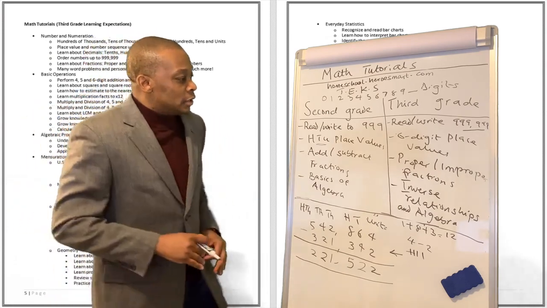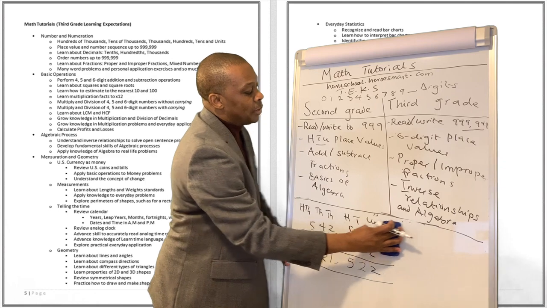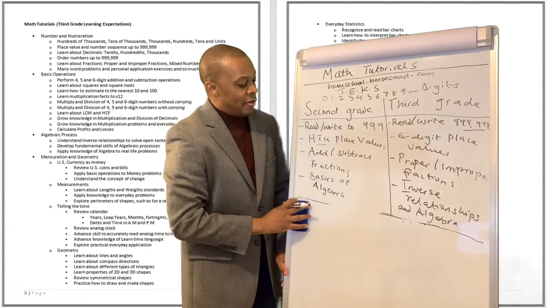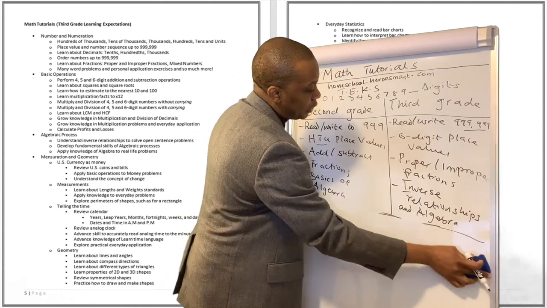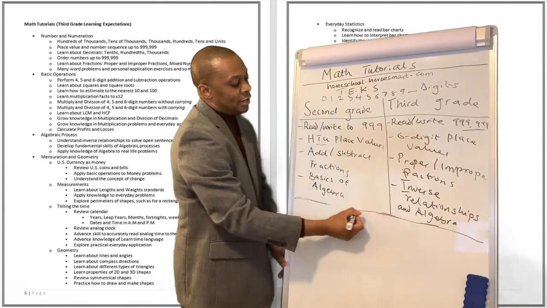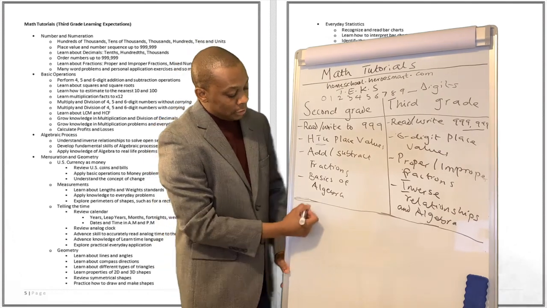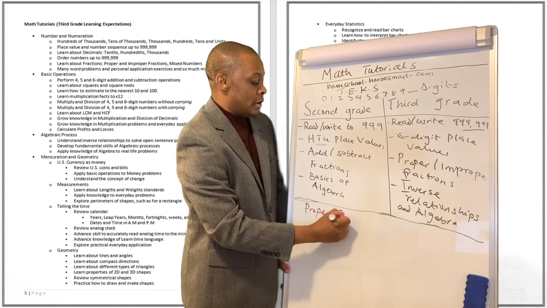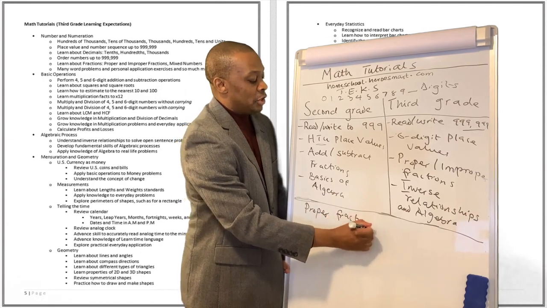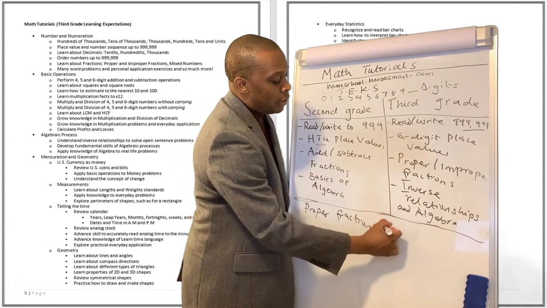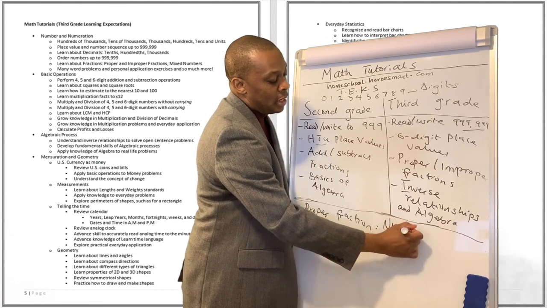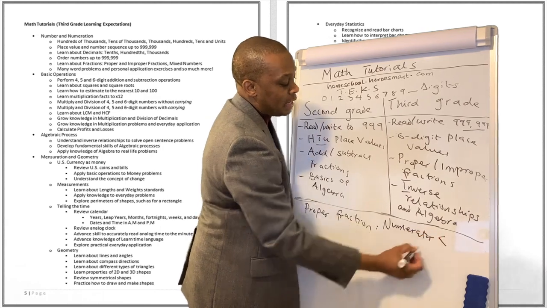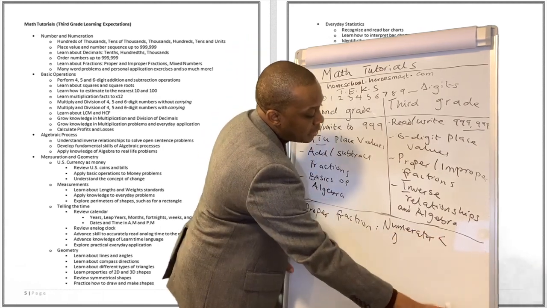All right. So let's talk about the concept of proper fractions and improper fractions. All right, we started talking about fractions from first grade actually, but there are different types of fractions. All right. So a proper fraction is going to be a fraction in which the numerator is less than the denominator.